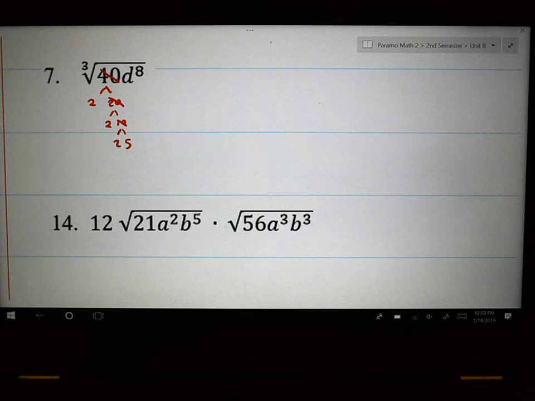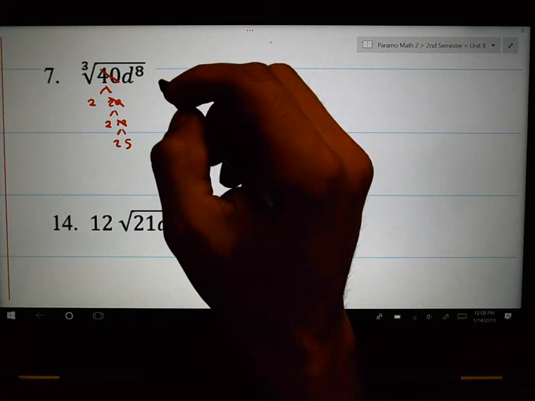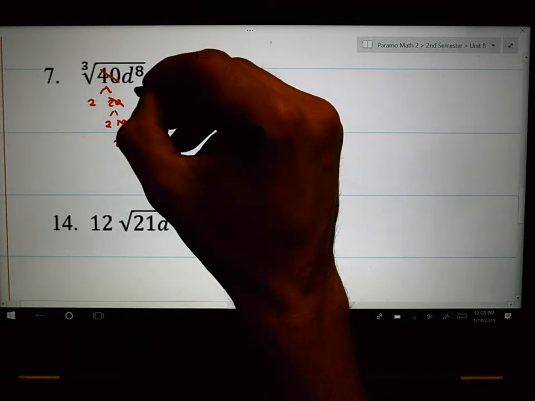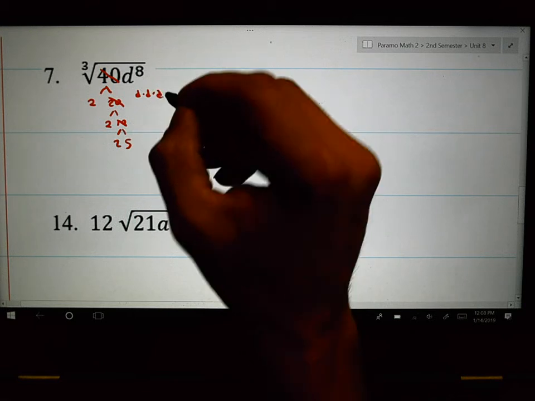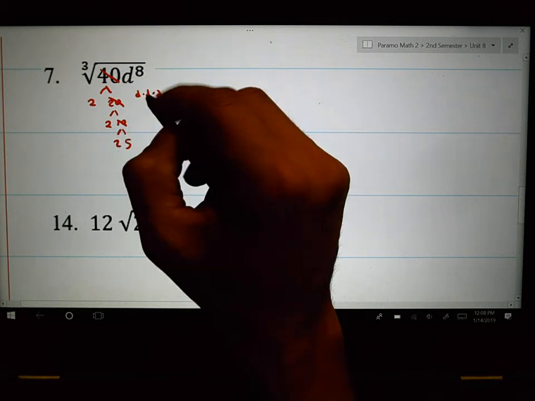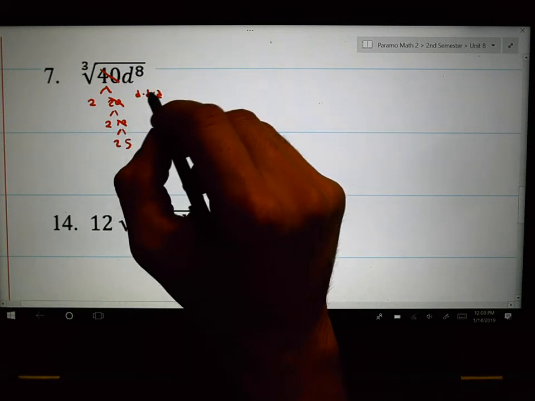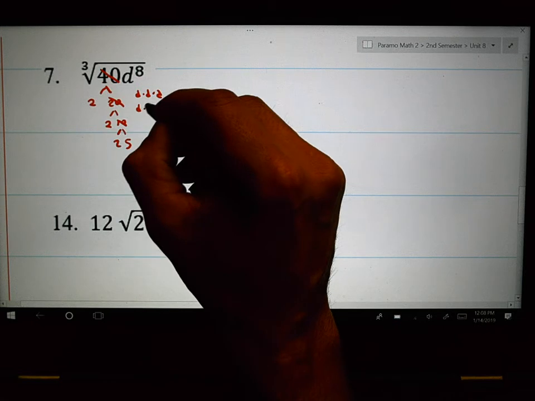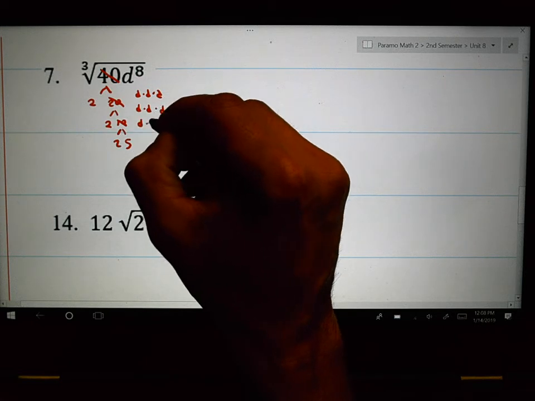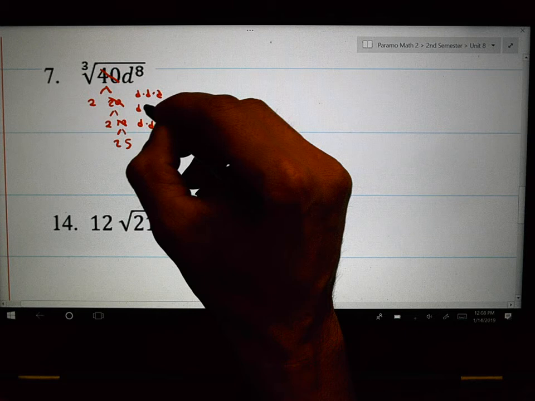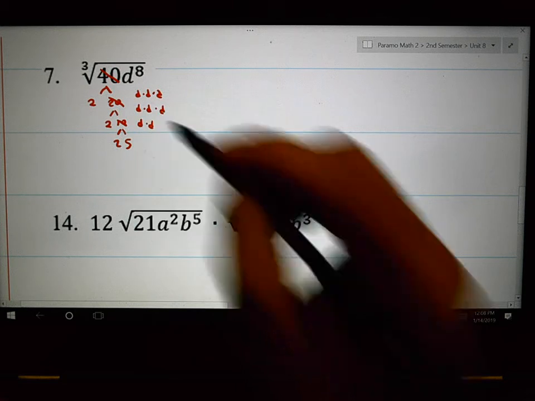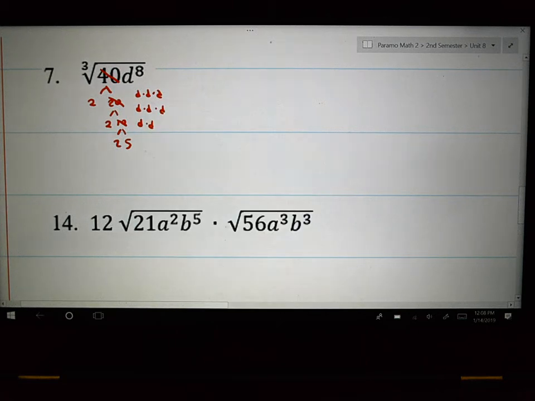If you want to, you can break apart d to the 8th. Eventually, you'll get good enough that you can do this in your head, that there are 8 factors of d. But I usually write it like this: d times d times d, and then times d times d times d times d times d. 1, 2, 3, 4, 5, 6, 7, 8 of them. And I organize them in groups of 3 just so that I have it ready for this problem.